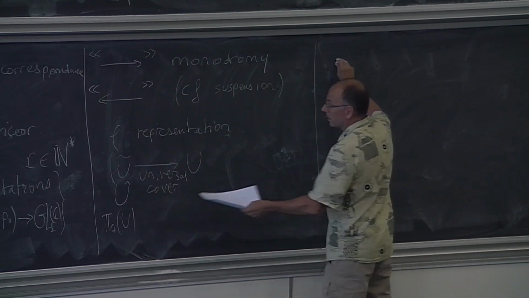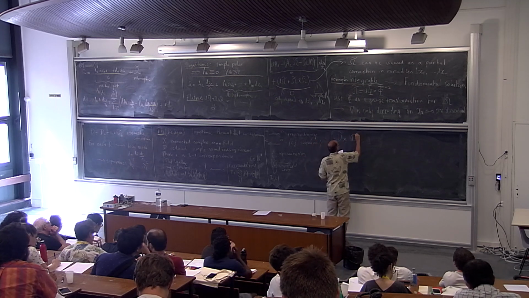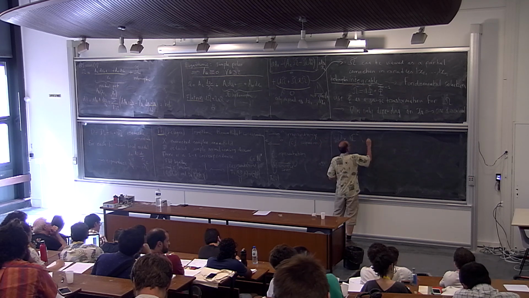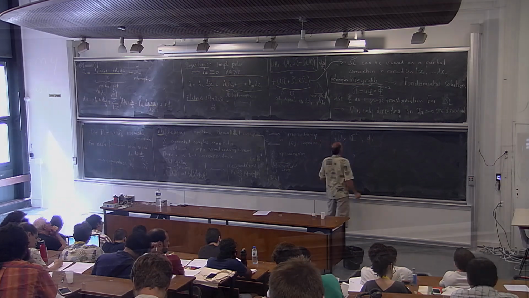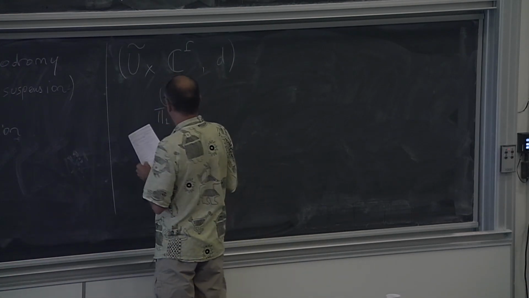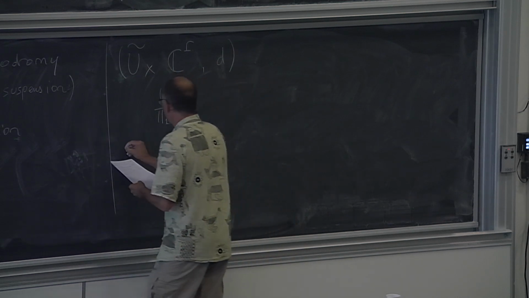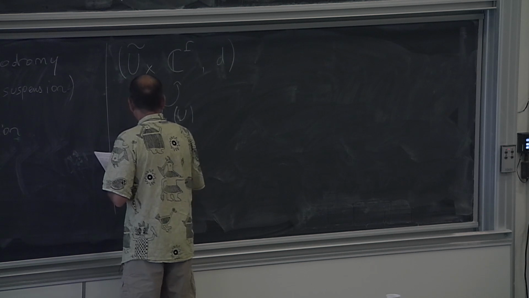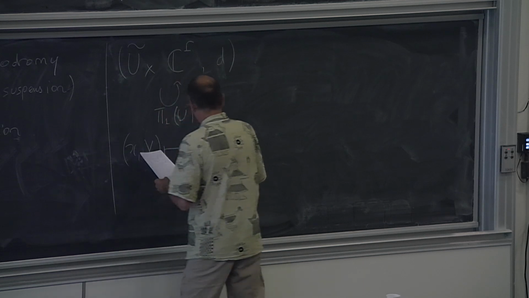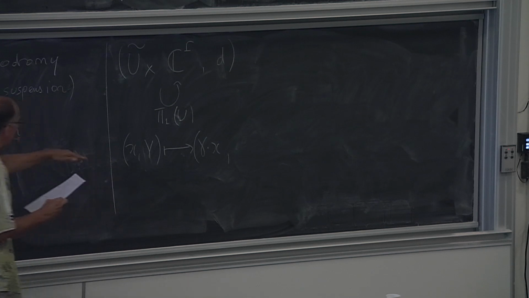Then you consider U times C^r, which is a trivial bundle, equipped with a horizontal connection, and you define an action on this, of π1 of U, as follows. To (x, y), you associate (γ·x, ...). So it is a standard action on the horizontal.